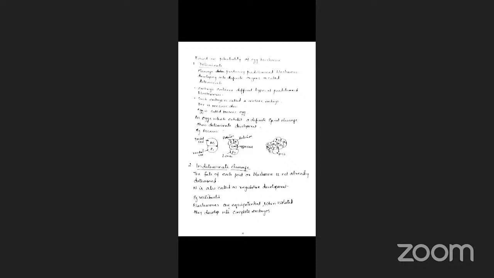Every cell has the capacity to develop, whereas once differentiation occurs during the gastrulation, they are determined to become that particular type of cell. So that type of cleavage is called an indeterminate type of cleavage.